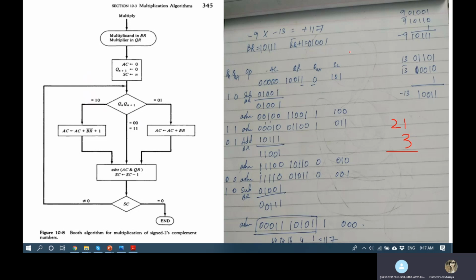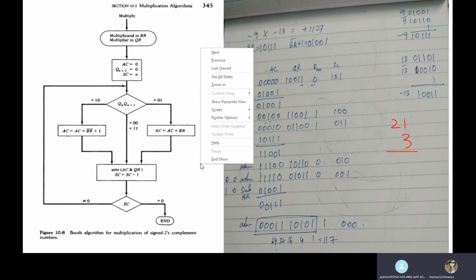This is a textbook example which I have solved. Minus 9 into minus 13. When both multiplicand and multiplier are in negative form, the product is positive. Because minus 9 into minus 13 is equal to plus 117.